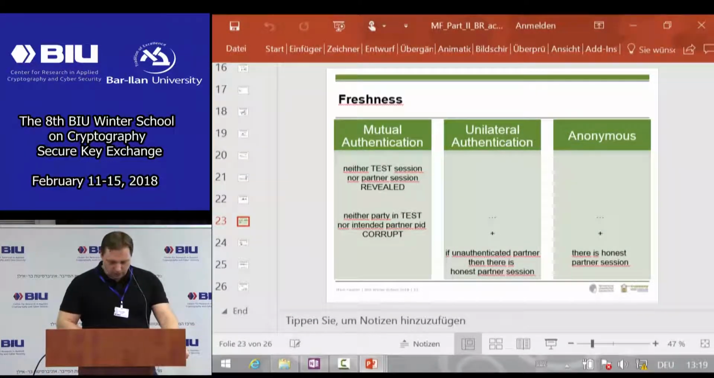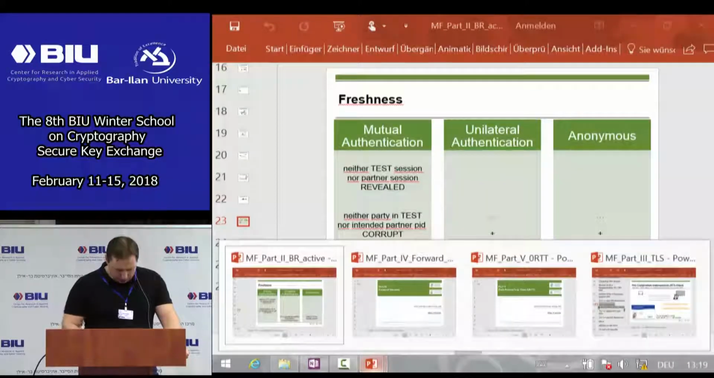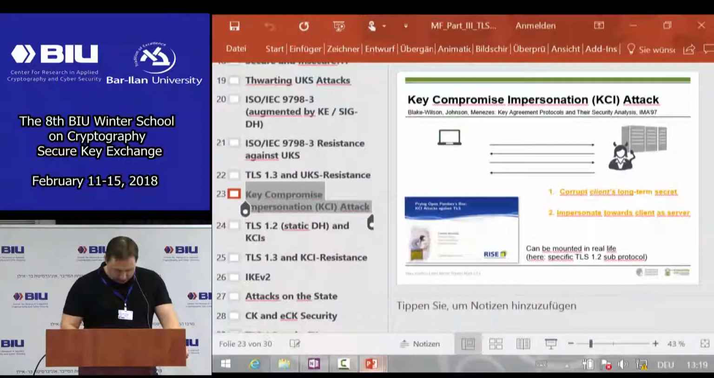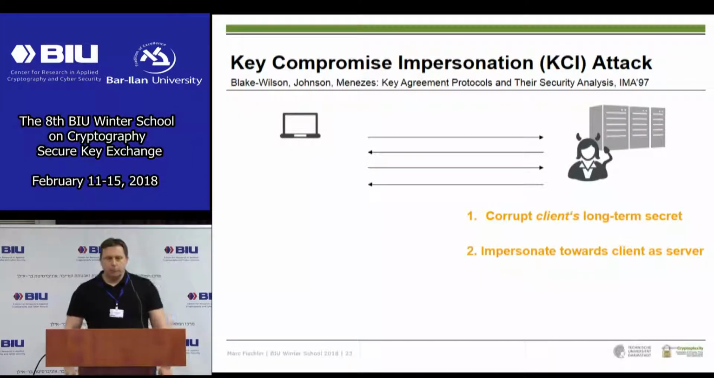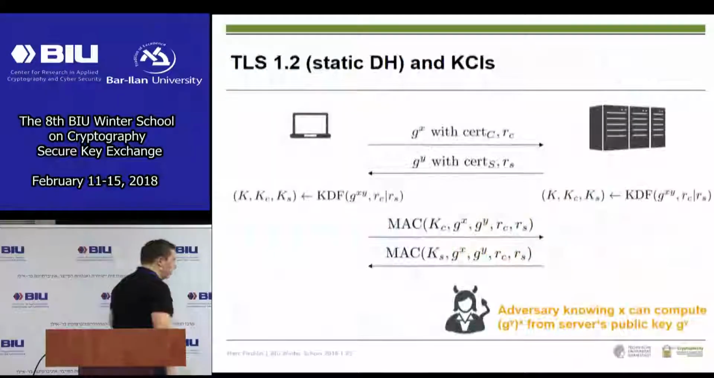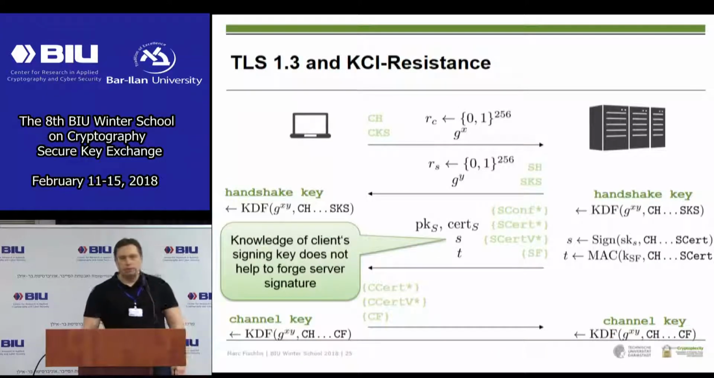Exactly. Basically, we don't care about secrecy of keys of corrupt parties. So this was the definition. And you see down here it says the tested party, or the party in the test session, nor its partner is corrupt. Now, KCI attacks do exactly this, right?